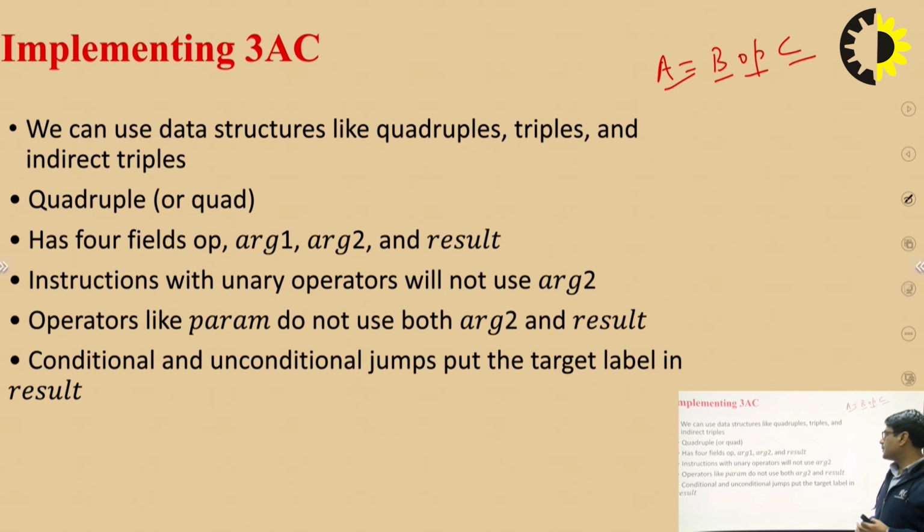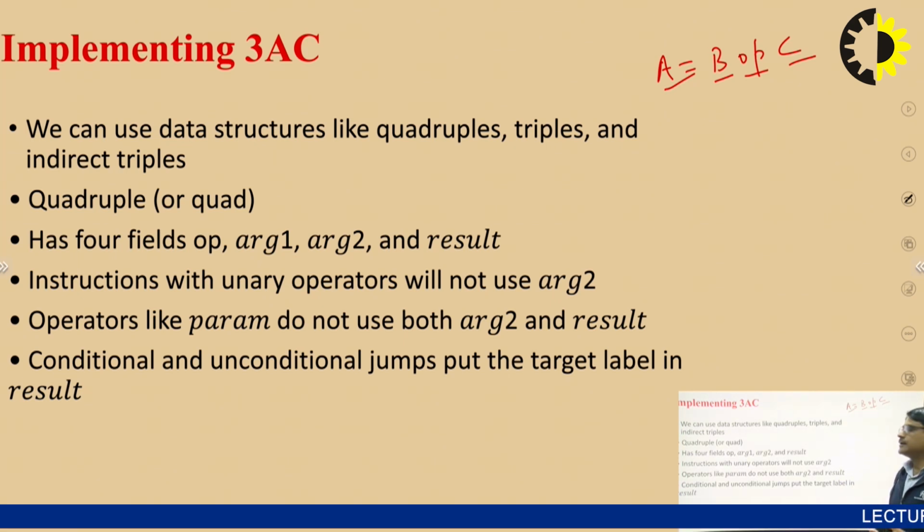Then instructions with unary operators will not use argument 2. If argument 2 is not available, we can just leave it blank, and whatever information is available, every statement is converted into a quadruple. Third, operators like parameter do not use both argument 2 and result, because if you are talking about a function call, the arguments will already be assigned to a temporary variable, and only 1 argument is there for the parameter. Then for conditional and unconditional jumps, put the target label in the result. So if a conditional or unconditional jump is there, you again have to convert it into quadruple format.